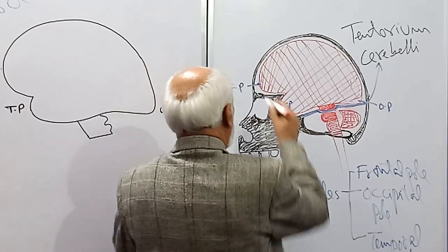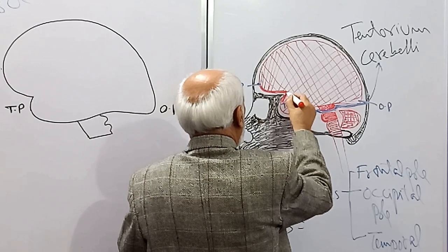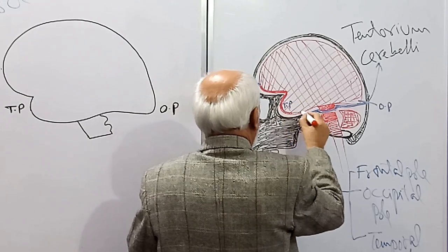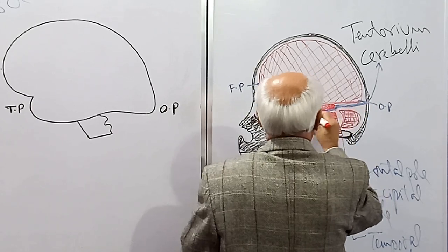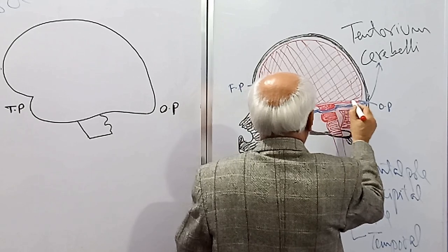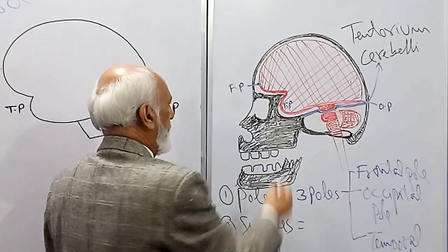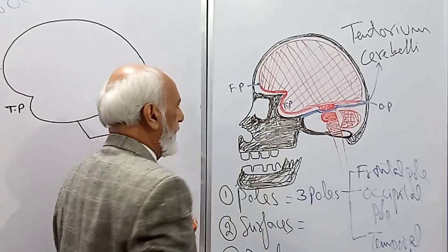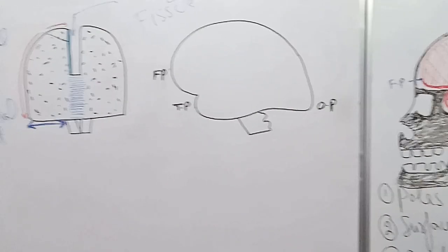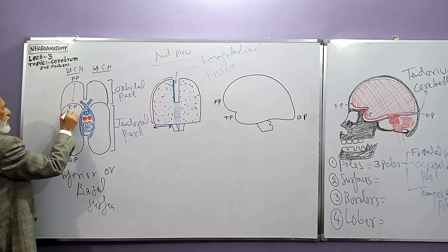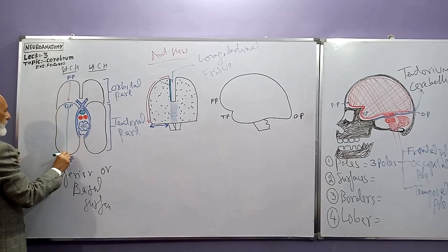Now here you can see the inferior surface. I told you it is irregular because there is temporal pole also here. This is the inferior or basal surface of the cerebral hemisphere, starting from frontal pole up to the temporal pole, and posteriorly up to the occipital pole, and temporal pole is here. Now, I told you that the basal surface is divided into orbital part and then tentorial part.